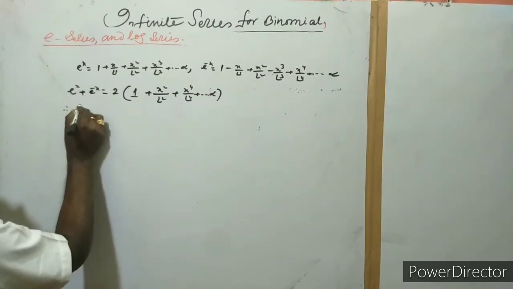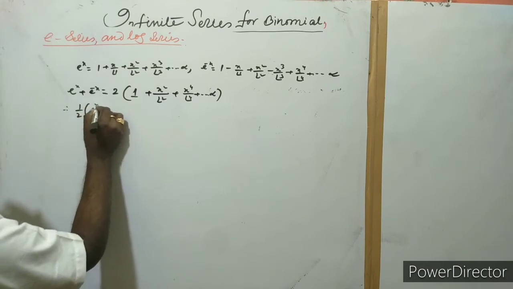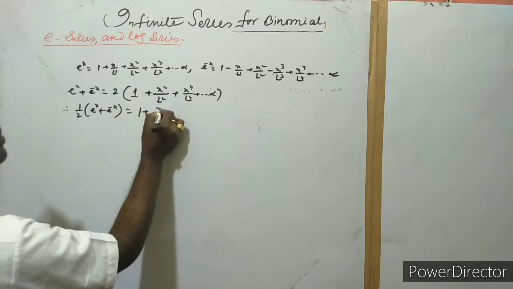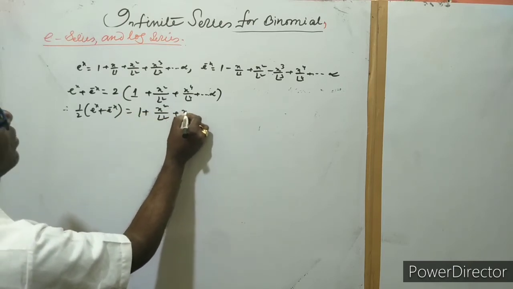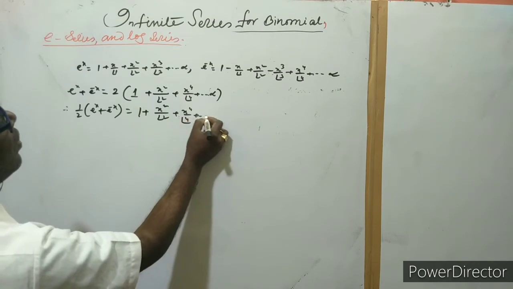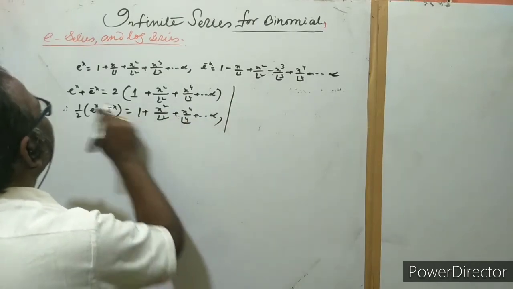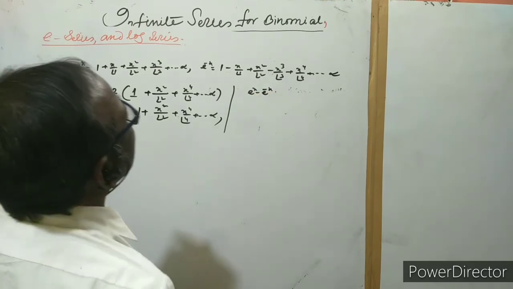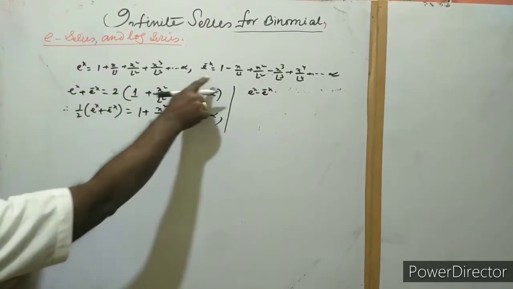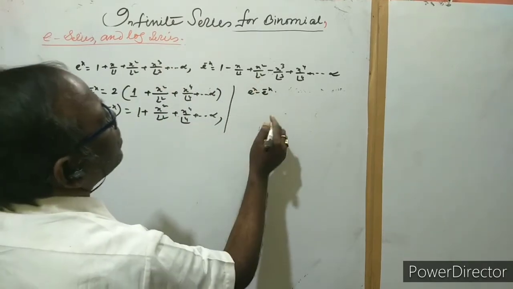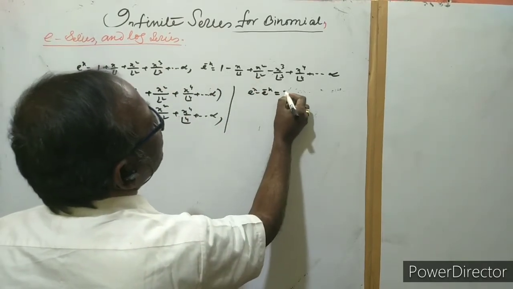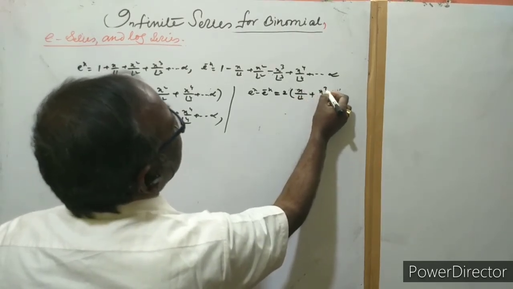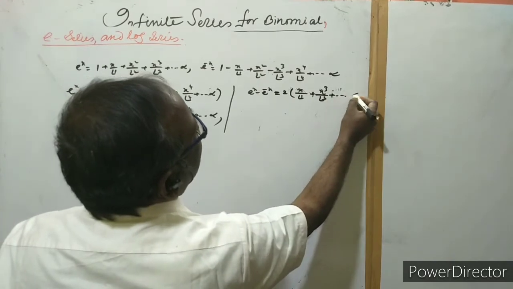So therefore 1 by 2 times e to the power x plus e to the power minus x is 1 plus x square by factorial 2 and x to the power 4 by factorial 4, and so on, okay. And if we subtract these two series, then we get e to the power x minus e to the power minus x. What happened here? The 1s are cancelled, x square is cancelled, so you get 2 times x by factorial 1, and x cube by factorial 3, and so on, okay.